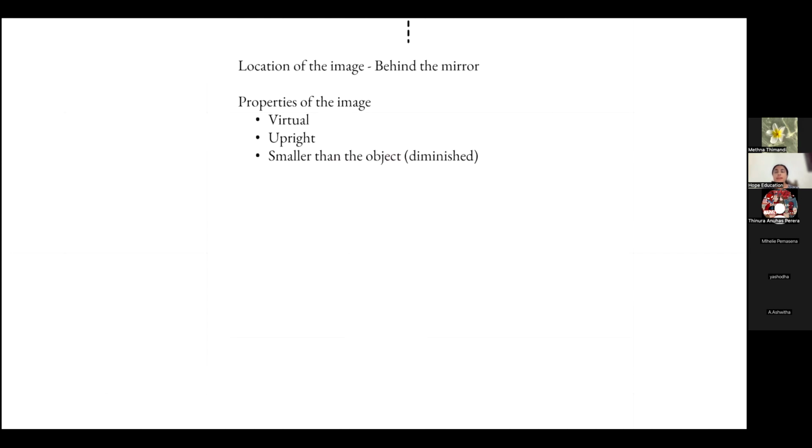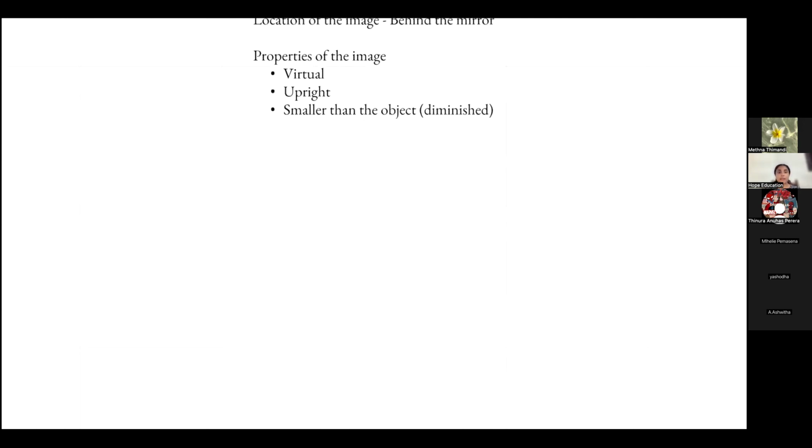Did we do that activity where there's a tree outside and we focus the image on a white screen? I'm just asking because I can't remember. I don't think we did it, no? Okay. Then that's the activity we're going to do, right? So put a topic, activity.